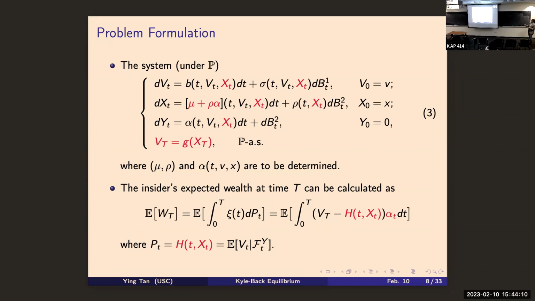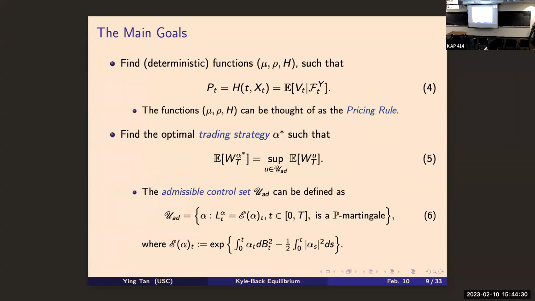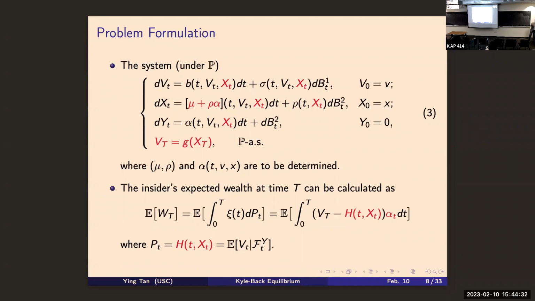Actually, here, you may find that this system is overdetermined because we have both the initial value and the terminal relationship. But the good thing here is we have the freedom to choose a proper alpha, which will make this terminal condition hold. So alpha is the control, yes? Yes, alpha is the control.